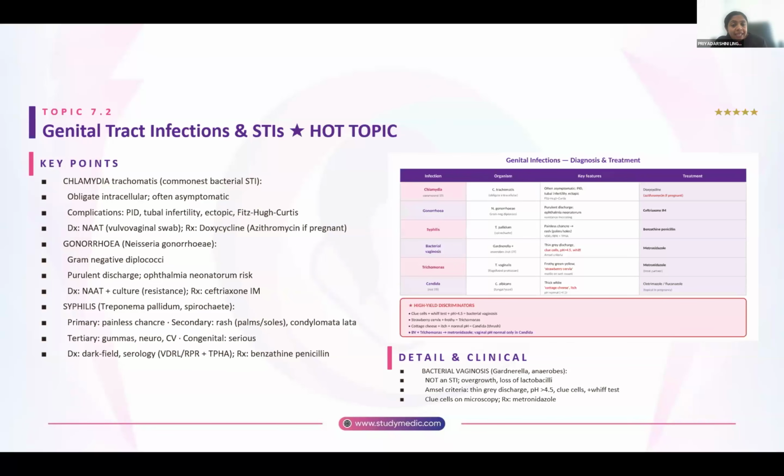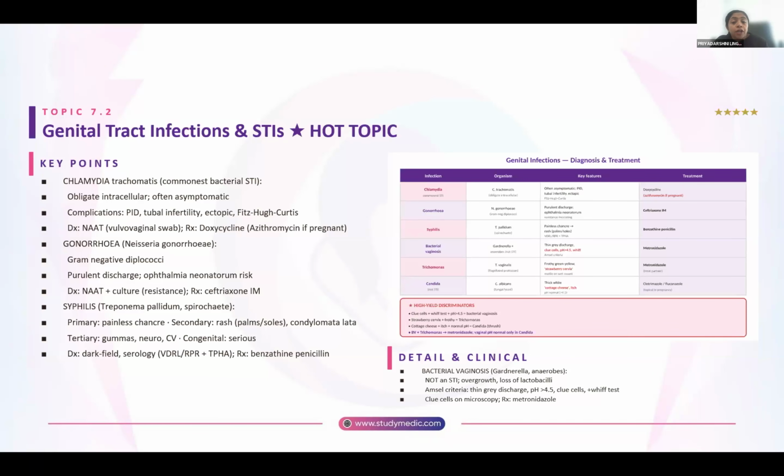How are you going to diagnose this? The diagnosis is by using dark field microscopy. You can use serology. In serology, you have VDRL, RPR, and TPHA. Now coming to the treatment of choice. The drug of choice is going to be benzathine penicillin.